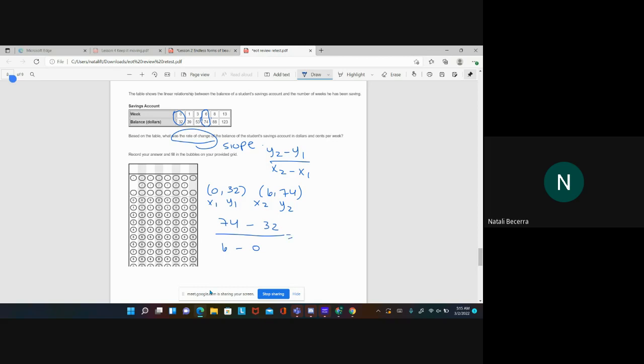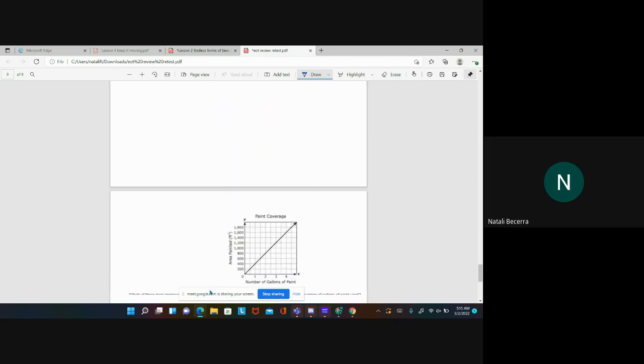And you put this in the calculator, and let me see my calculator real quick. I don't have a graphing calculator, so I'm going to just do it step by step. So 74 minus 32 is 42. And then 6 minus 0 is just 6. We know that 42 divided by 6 is 7. So there you go, that's your answer, 7. And just bubble it in. Okay? For the next one, same thing.